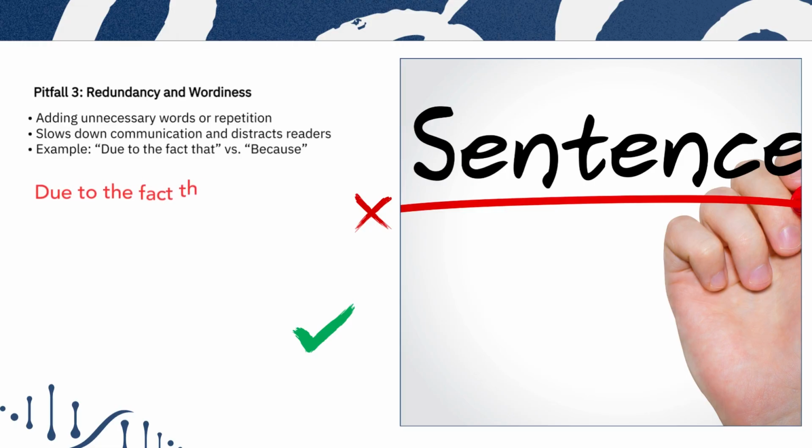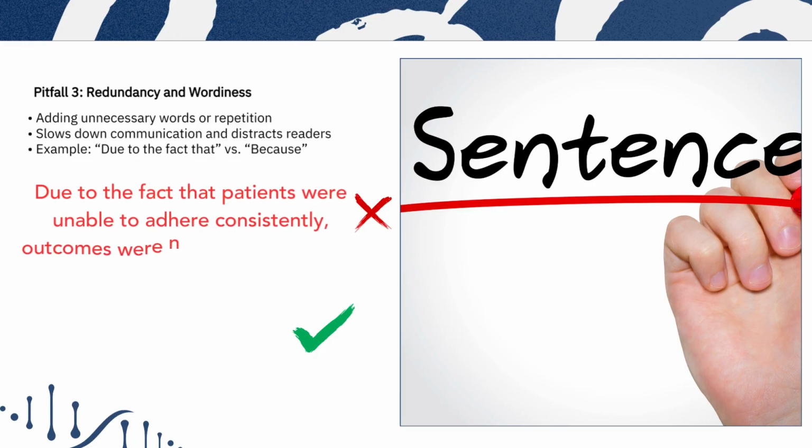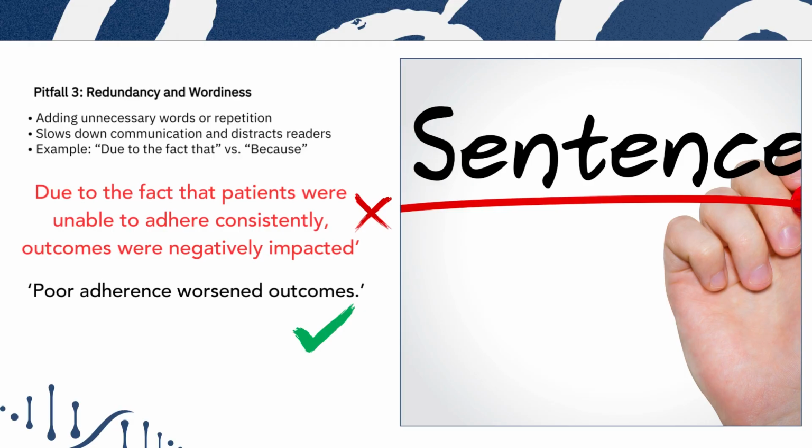A sentence like, due to the fact that patients were unable to adhere consistently, outcomes were negatively impacted sounds academic, but it's bloated. You could just say, poor adherence worsened outcomes. The meaning is the same, but it's sharper, cleaner, and more powerful. Redundancy also creeps in when we repeat the same idea in slightly different words. For instance, the study was completed and finished in 2023.